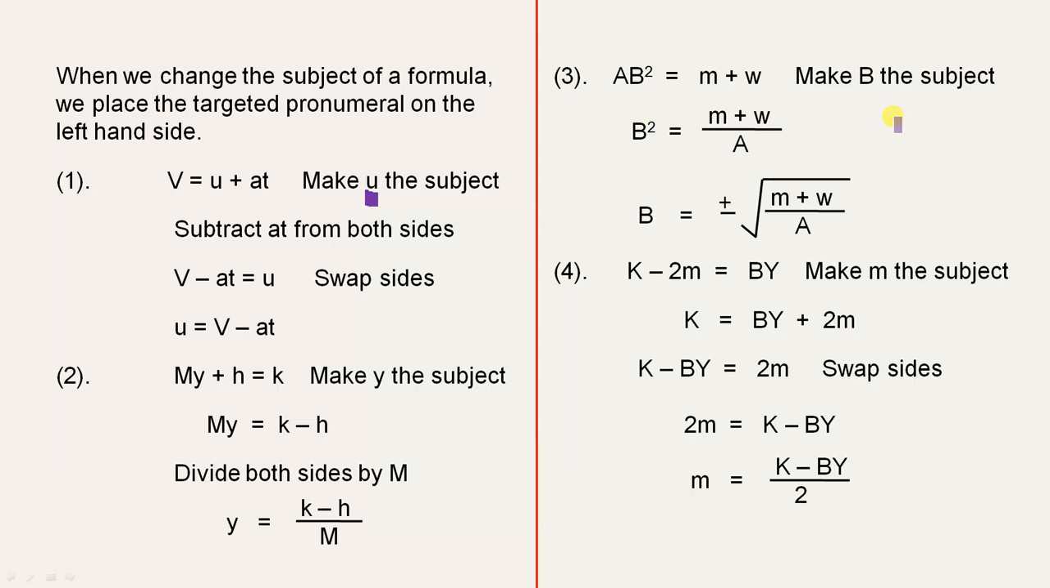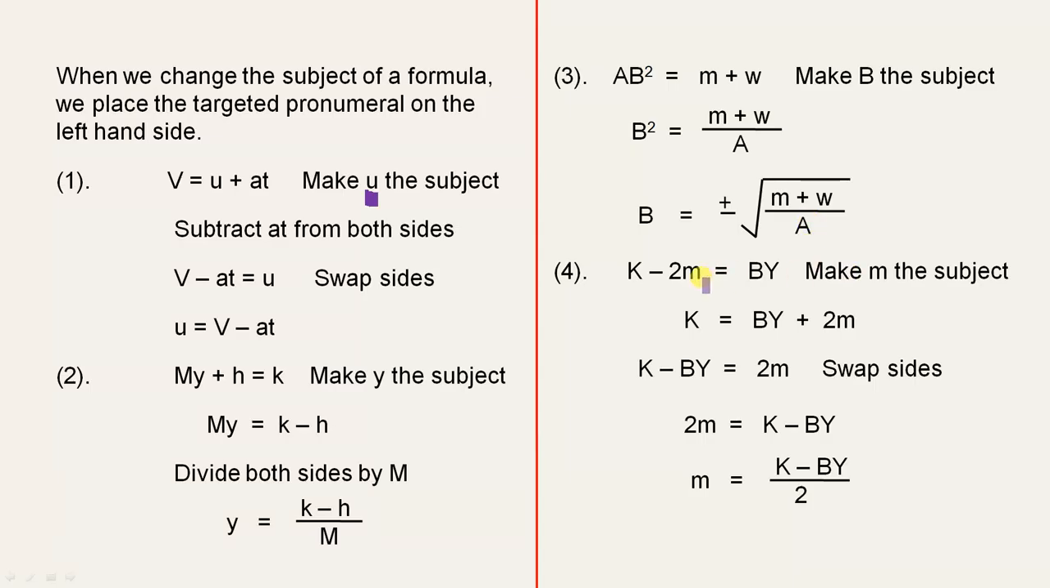Number 3, ab squared equals m plus w. We have to make b the subject. So again, just like number 2, we have multiplication here, so the inverse of multiplication is division. So we divide both sides by a, which gives us b squared equals m plus w over a. So b is plus or minus the square root of m plus w over a.